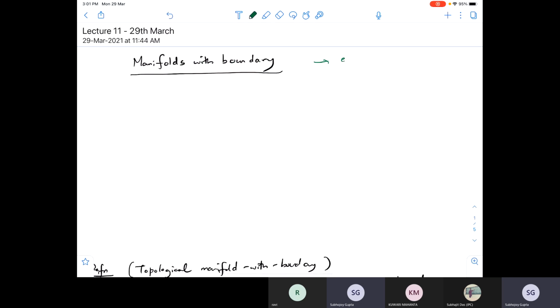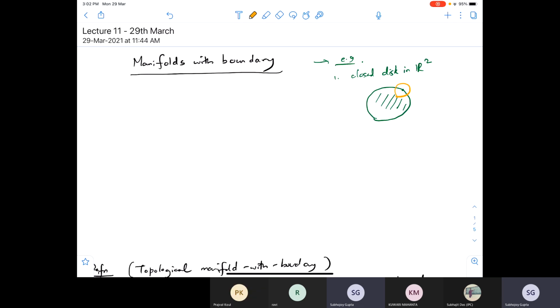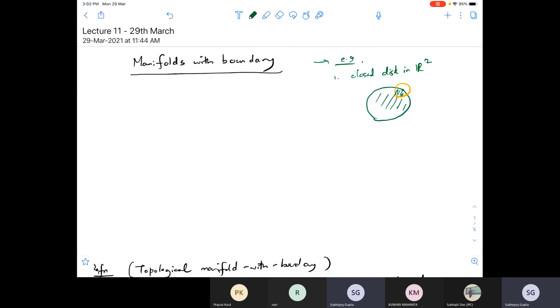So one example of this is something like a closed disk, let's say in R2. That's certainly not a manifold, because if you look at a point on the circle that's bounding this region, then a neighborhood of that point wouldn't look like a Euclidean space. It will look like half of a Euclidean space, right?